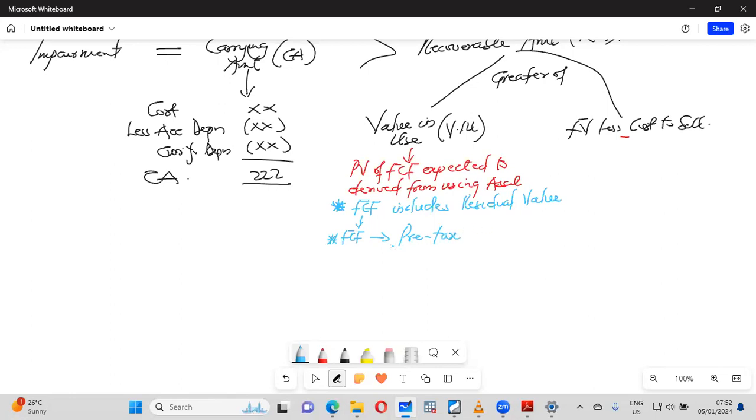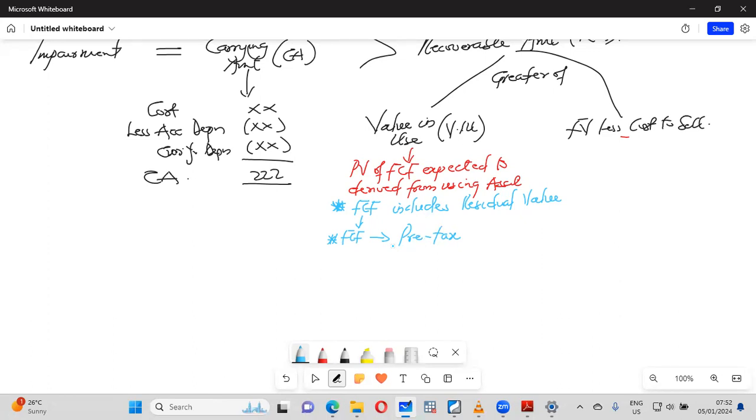Why? Because in financial reporting and in corporate reporting, tax has a standard on its own. Tax is not just 30% of your profit. No, it's not like that. So that is why here you have to use pre-tax cash flows, because there is a whole IAS 12 that deals with taxation. So when you are doing this, you need pre-tax cash flows.